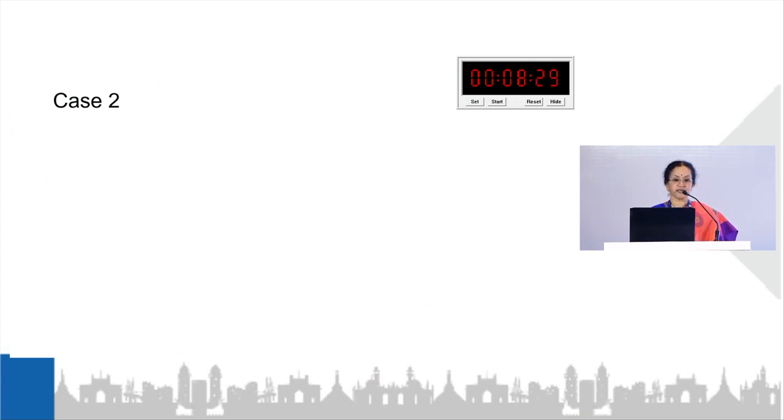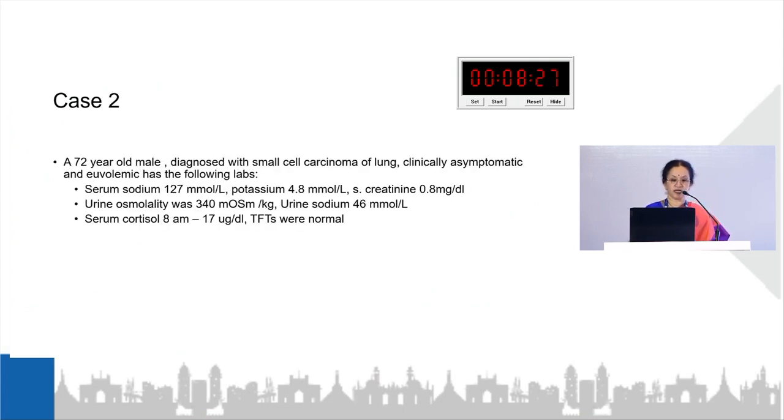The second case is a 72-year-old male diagnosed with small cell carcinoma of the lung. He is asymptomatic, he is euvolemic. His serum sodium is 127 millimoles per liter, low, potassium normal, creatinine normal, urine osmolality is high, suggesting that there is ADH secretion, and the urine sodium also is high. His cortisol and thyroid functions are normal.